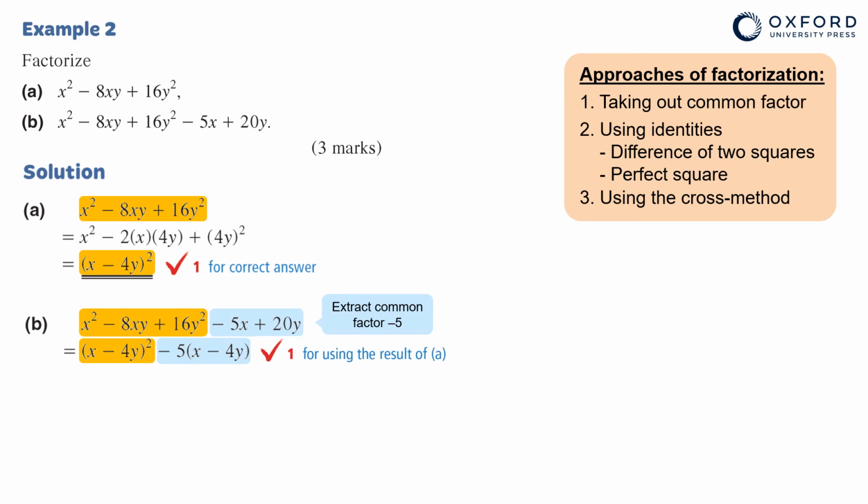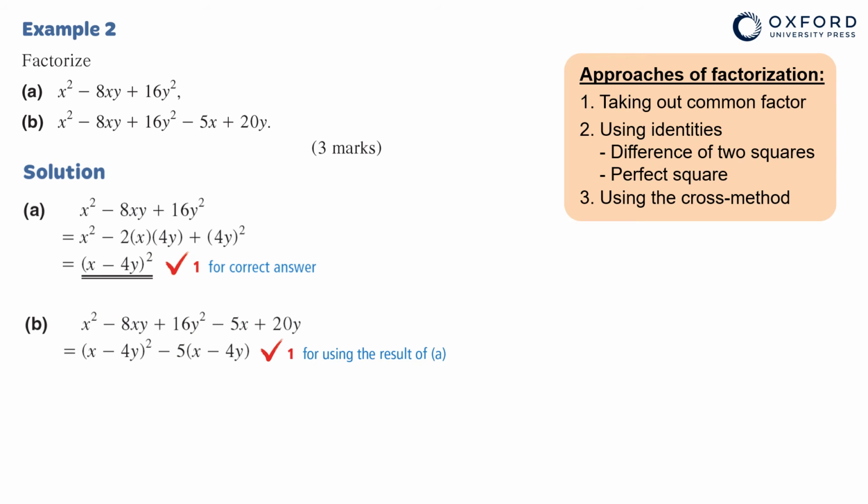Now, we can extract x minus 4y from both parts. Doing so, we have x minus 4y times x minus 4y minus 5. 1 mark will be given for the correct answer.